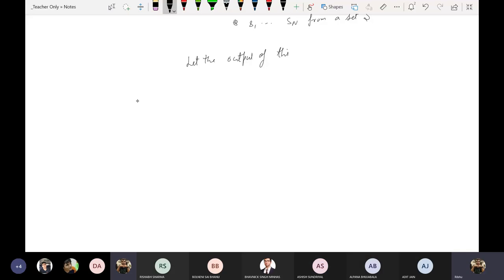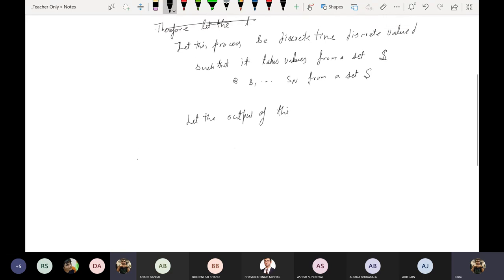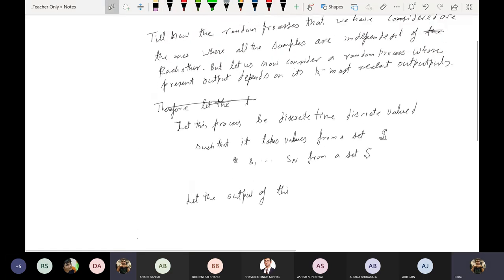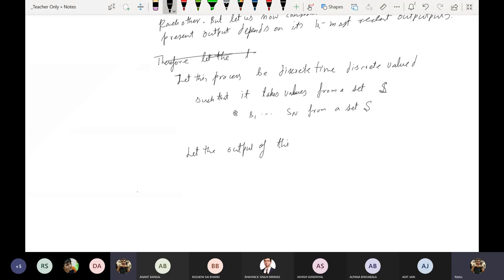A Markov chain is a discrete time, discrete valued random process that takes values from a finite set S, and let these values be S1 to SN, and let the output of this process at the nth instant be Xn. Then this is what we have.